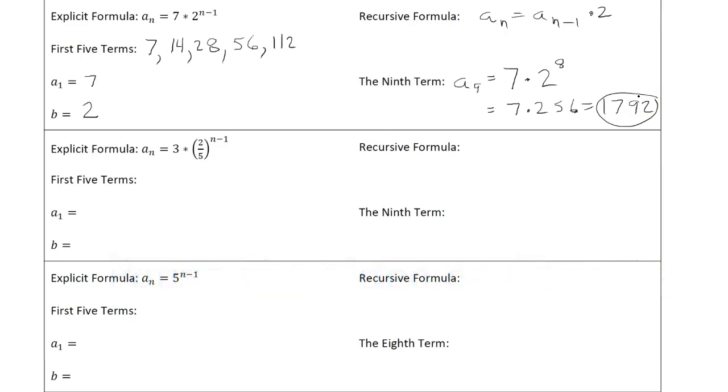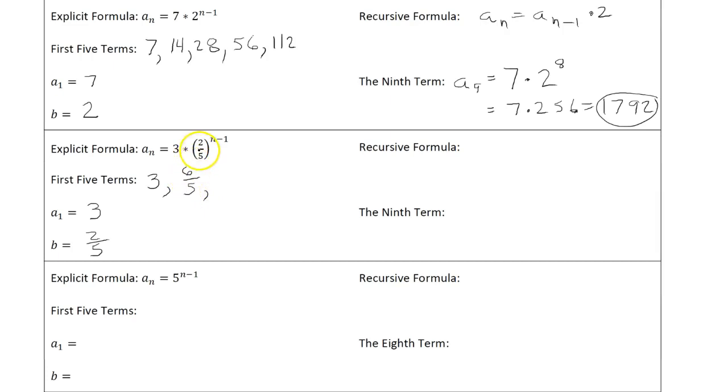Now that you have tried it, check your work. First, you need to identify the first term. That is the number that is not touching the exponent. In this case, 3. Now you need to find the ratio. The ratio is the number touching the exponent, or 2/5. The first term is 3. Multiply the first term times 2/5, or 3 times 2 on the numerator for 6, and the denominator is 5.